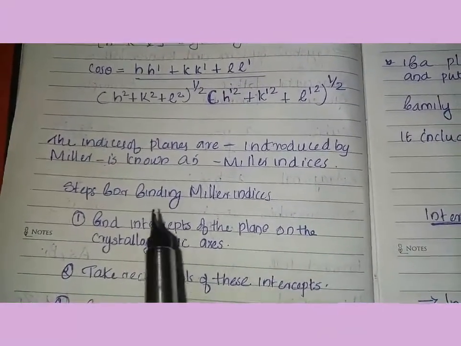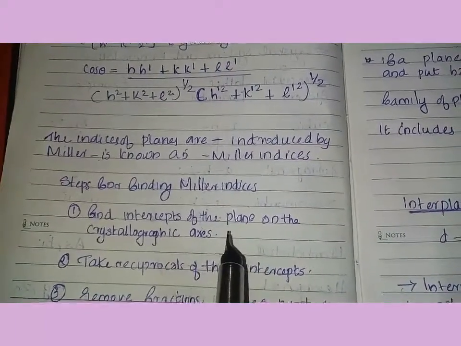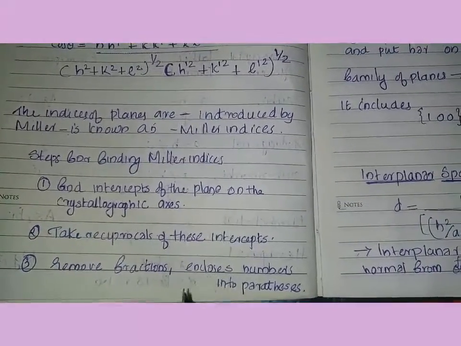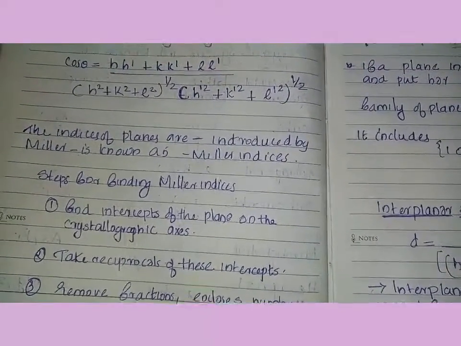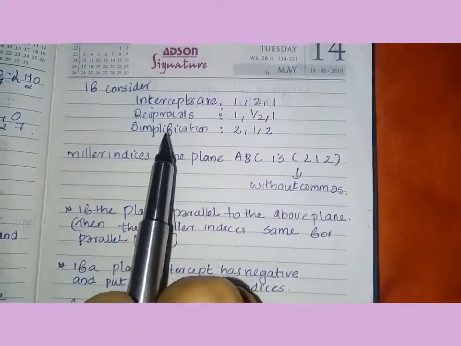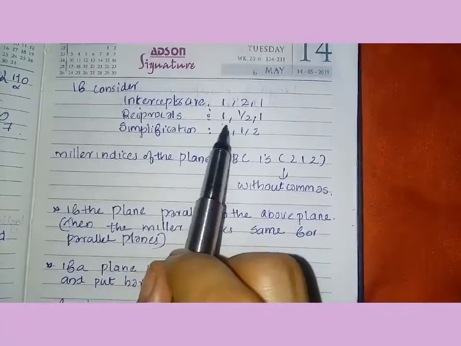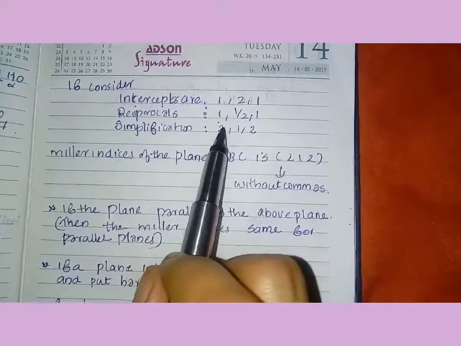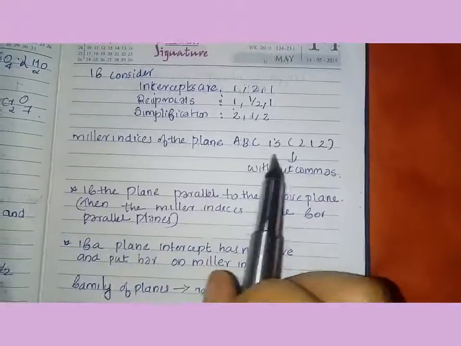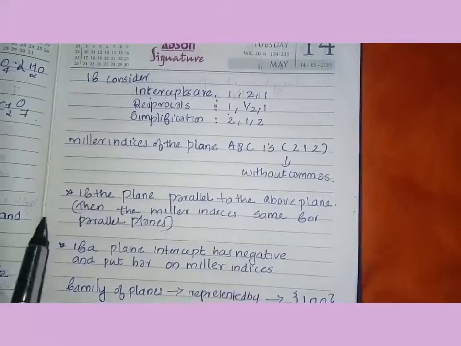How to find the Miller indices? The steps are: find the intercepts of the plane on the crystallographic axes, take the reciprocal of these intercepts, remove fractions, and enclose the numbers in parentheses. Consider a problem where the intercepts are 1, 2, 1. The reciprocals are 1, 1/2, 1. For simplification, we multiply by 2, giving 2, 1, 2. This is the Miller indices of the plane, (212). It is represented without commas and inside parentheses.